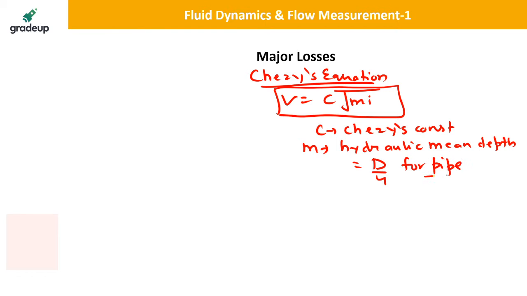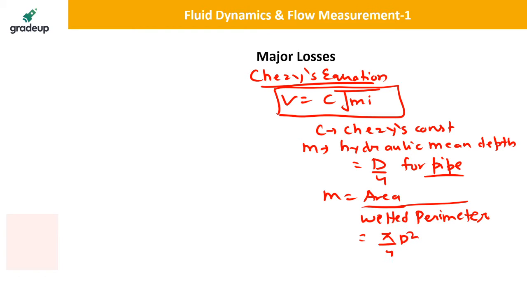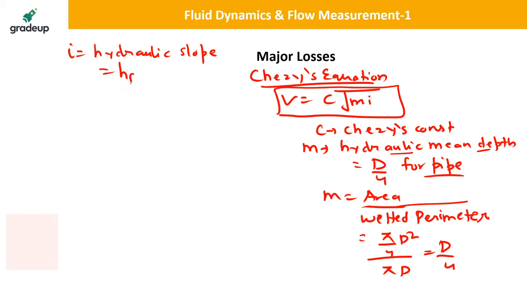For pipe flow it is equal to simply d by 4, or M is equal to area divided by wetted perimeter. Wetted perimeter is that perimeter of the pipe which is actually wetted by the fluid. Basically the area is equal to pi by 4 d square, and the perimeter is pi d, so you'll get this value as d by 4 for the pipe. So this is the hydraulic mean depth or hydraulic mean radius. And I is called the hydraulic gradient, which is equal to h f divided by L.